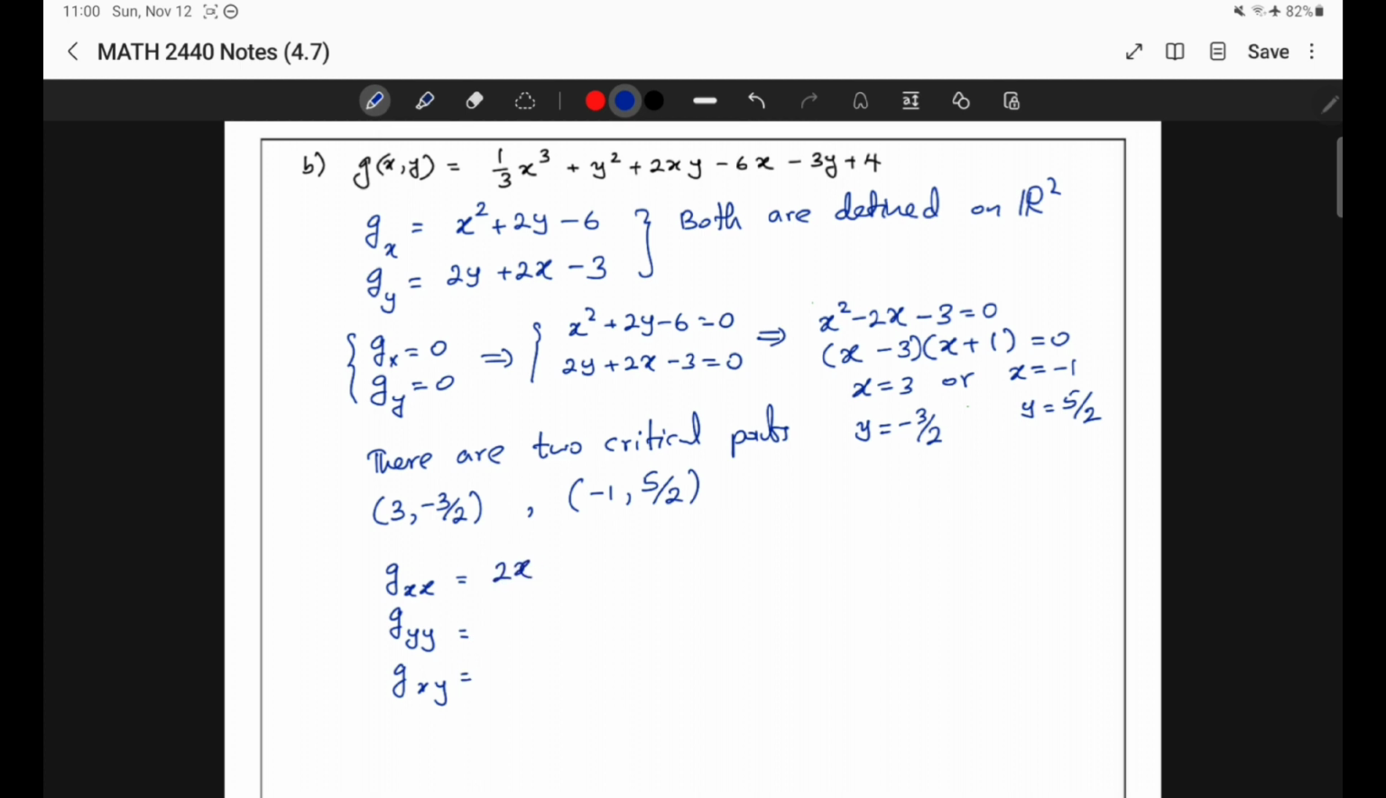This is 2x, 2, and the mixed partial is again 2. So therefore the discriminant is 2x times 2 minus 2 squared. So it's 4x minus 1.